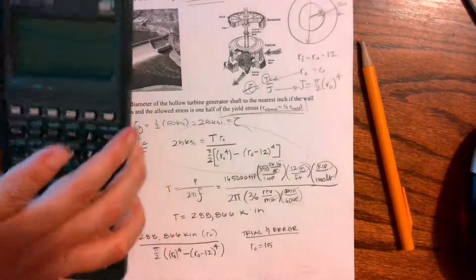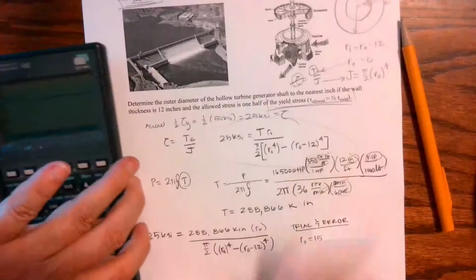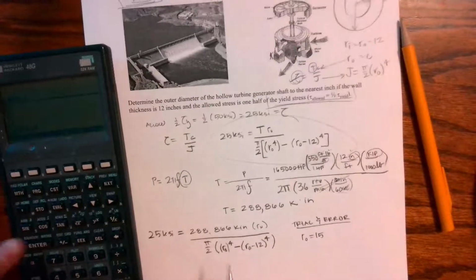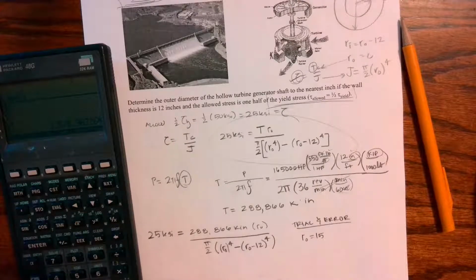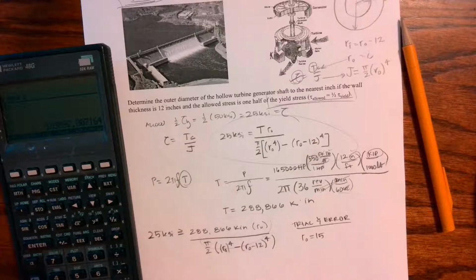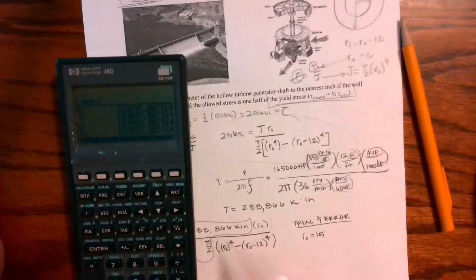And when I go back and look at that, I'm just going to simplify some of this math out. So I have 288,866, pi as a number, 2 divided by, and whatever I have needs to be less than or equal to 25 KSI. So I want to get as close as I can to 25 KSI without going over. So I simplified this, and I'm just going to stick that in my calculator in my stack. And now when I try numbers, I just multiply it by that and see what happens.